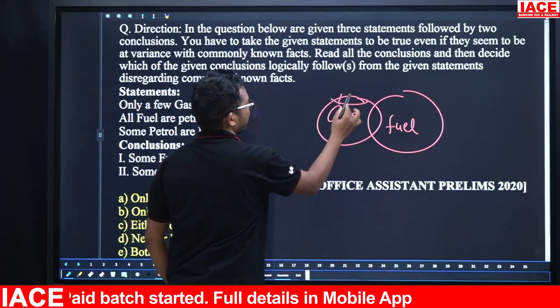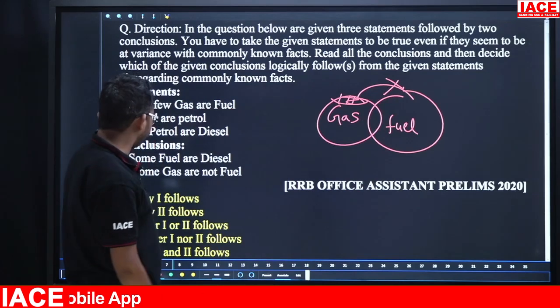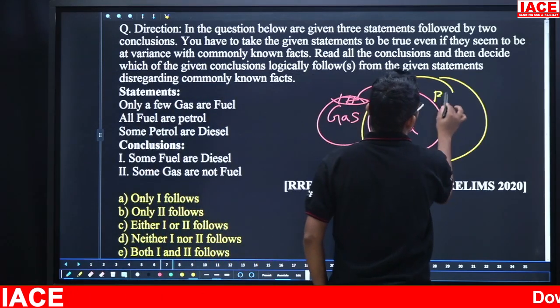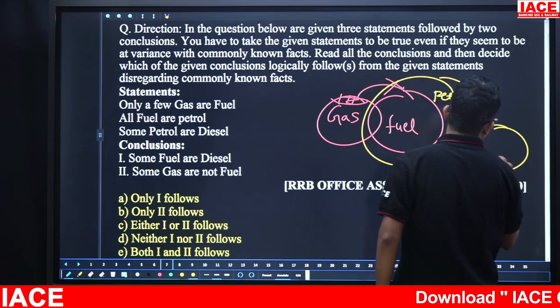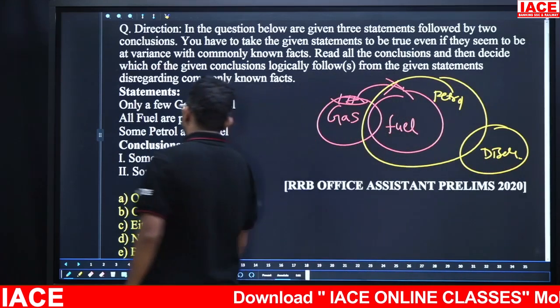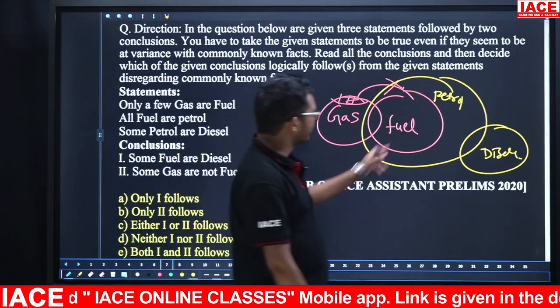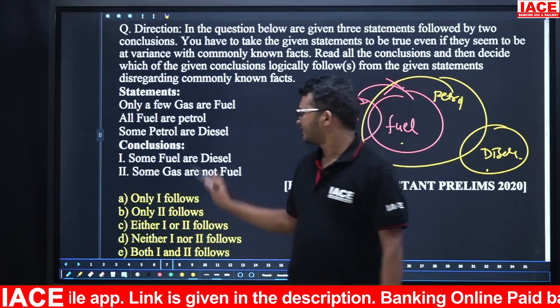Next, take here some part of gas is not fuel. Next one. All fuel is a petrol. Friends, take here fuel. This all fuel is a petrol. Next one, some petrol is a diesel, some part of petrol is diesel and yes. So these are the given statements. Take first conclusion here, some fuel are diesel. Fuel and diesel relation is can't say, so first one is wrong.